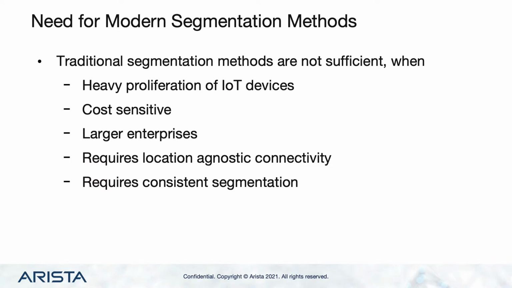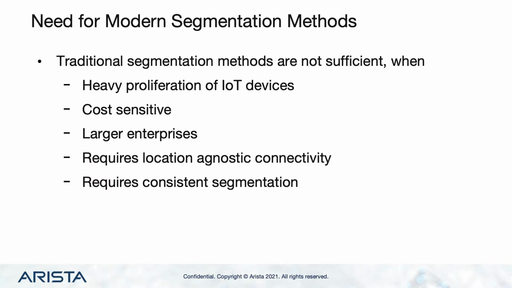As you can see, traditional segmentation methods are not sufficient when there is a heavy proliferation of IoT devices in the network. Due to limitations of the networking stack, these IoT devices require layer 2 adjacency across the entire campus network. The cost of firewalls increases tremendously as the throughput needs increase, and the security needs to be offloaded to the network to save cost. Enterprise networks cannot be static anymore.